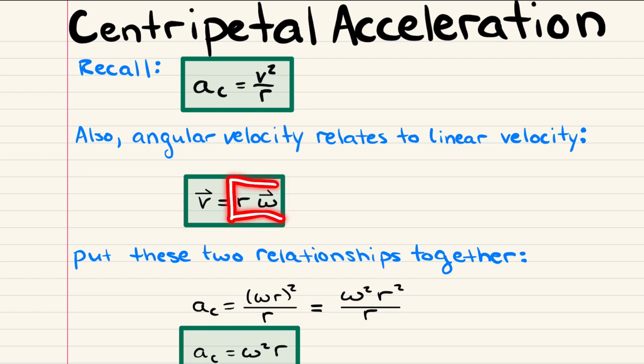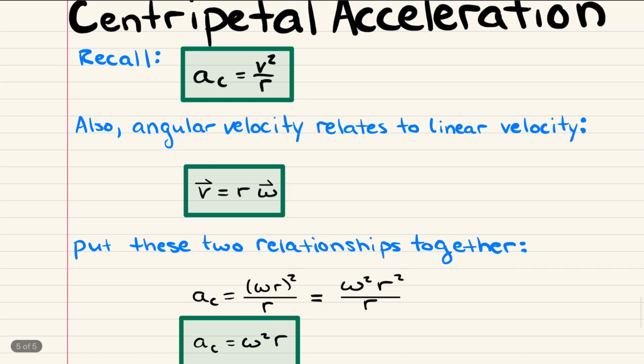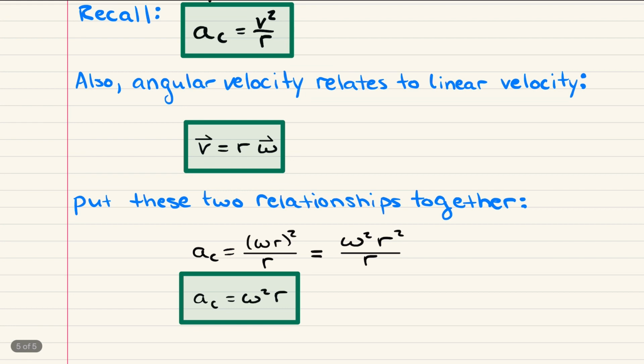So if we take that relationship and plug it into our v for centripetal acceleration, what we get is a relationship where we're squaring omega, the angular velocity, times radius, and we're dividing it again by radius, as per the original centripetal acceleration relationship. Then if we simplify that a little bit, we get a relationship for centripetal acceleration in terms of angular velocity: centripetal acceleration is equal to angular velocity squared times the radius of your circle.